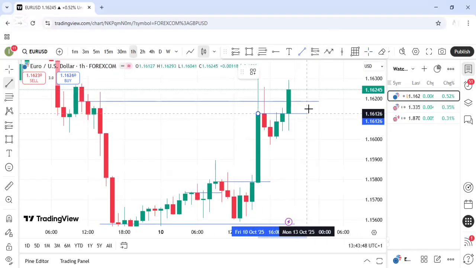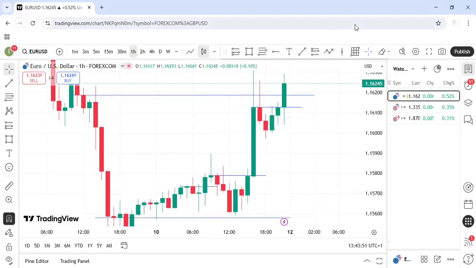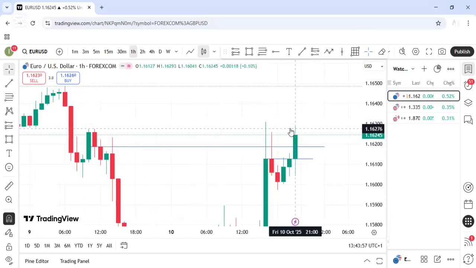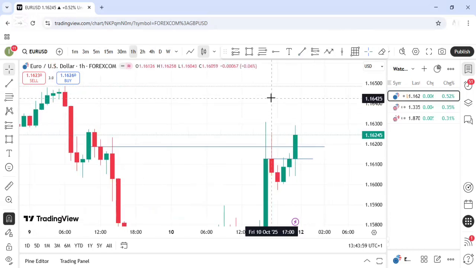So we'll talk about entries and all of that in our next video. I want this to be as short, as simple, and as concise as possible. Just understand what a bullish structure break and a bearish structure break are. Then we can move into entries and entry requirements.